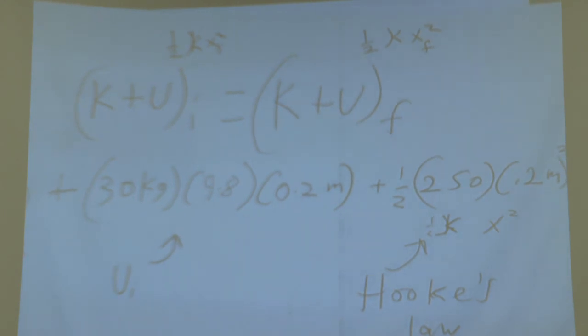Question? When you say that 30-kilogram block is 0.2 above the ground, you mean 0.2 above like equilibrium? Yes, so at equilibrium, the spring force is going to cancel gravity, right? And it's not going to move.